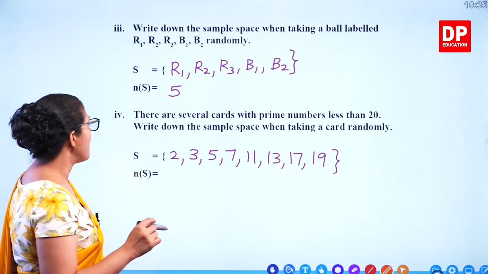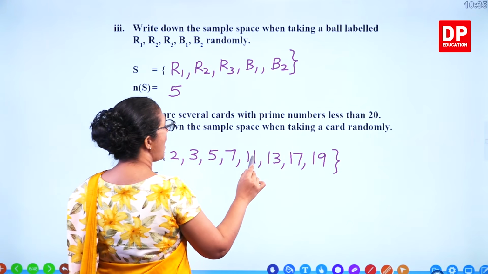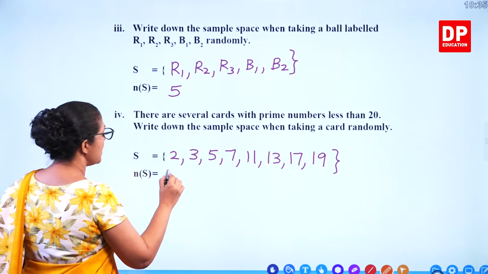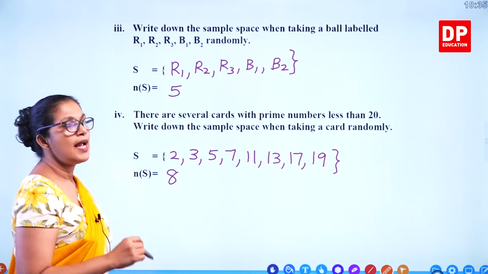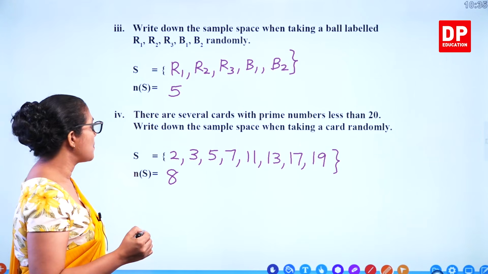So how many are there? 1, 2, 3, 4, 5, 6, 7, 8. 8 are there. So we say the number of outcomes in the sample space is 8.